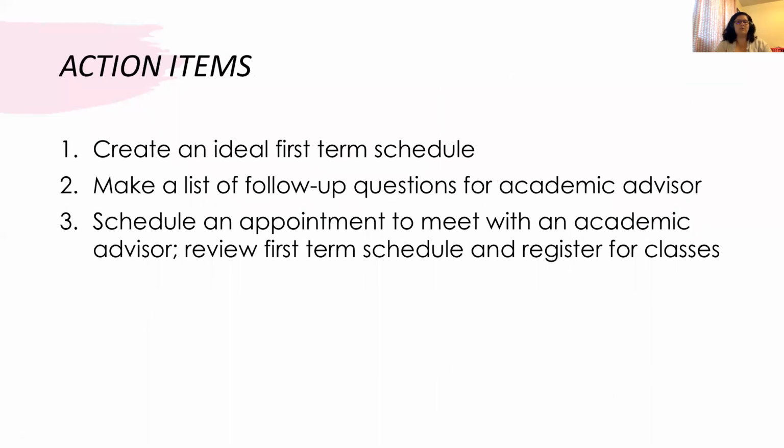Okay, so just to reiterate, some action items that are required from you following this appointment: one, start to create an ideal first term schedule using a mix of 3PM classes and core education classes, and make a list of follow-up questions that you have for your academic advisor. Additionally, you want to schedule your advising appointments so you can meet with an academic advisor. We are prioritizing advising appointments for incoming students, and so just know that we're trying really hard to have availability for you all. So please schedule an appointment as soon as possible so we can get you registered for classes for your first term.